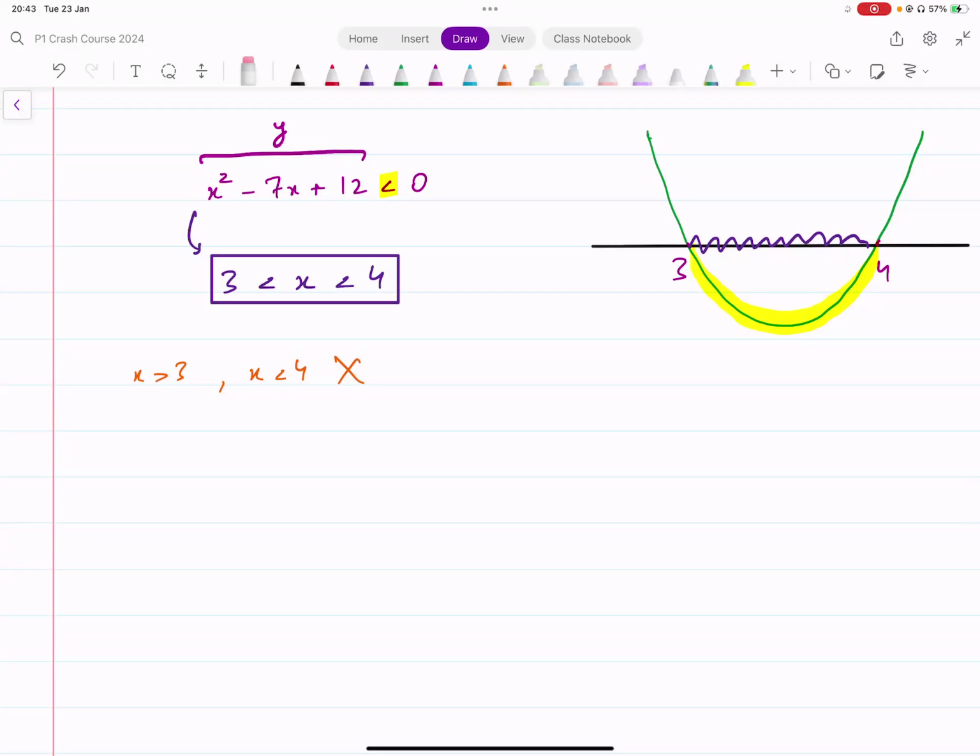Sir, can we use the turning point to find it? How would you do that? Sir, at one point the curve will be decreasing, at the other end it will be increasing. So can't we do it?